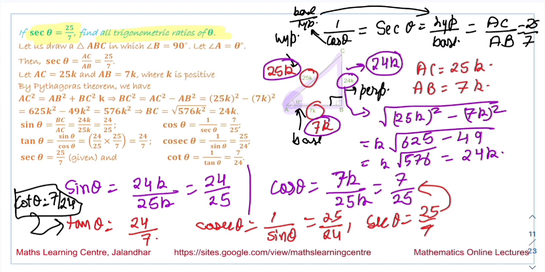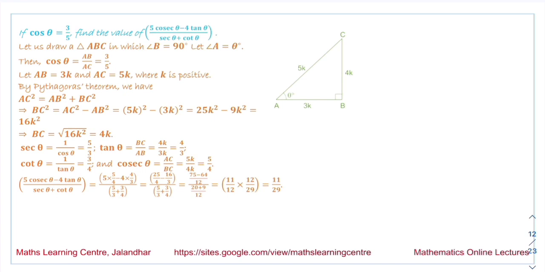So it means if one of the trigonometric ratios is given to us, then we can calculate all other trigonometric ratios. Now next is, if cos theta is equal to 3 by 5, we have to find the value of this term, that is 5 cosecant theta minus 4 tan theta over secant theta plus cot theta. We have to calculate this value. It means we have to calculate the values of all these trigonometric ratios.